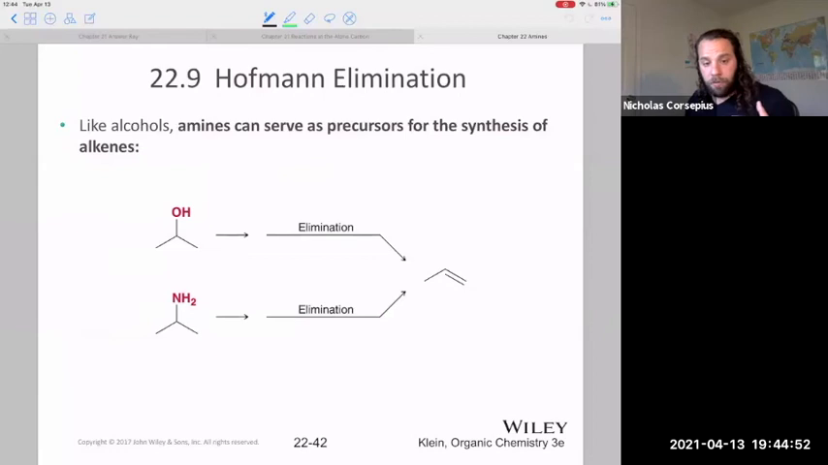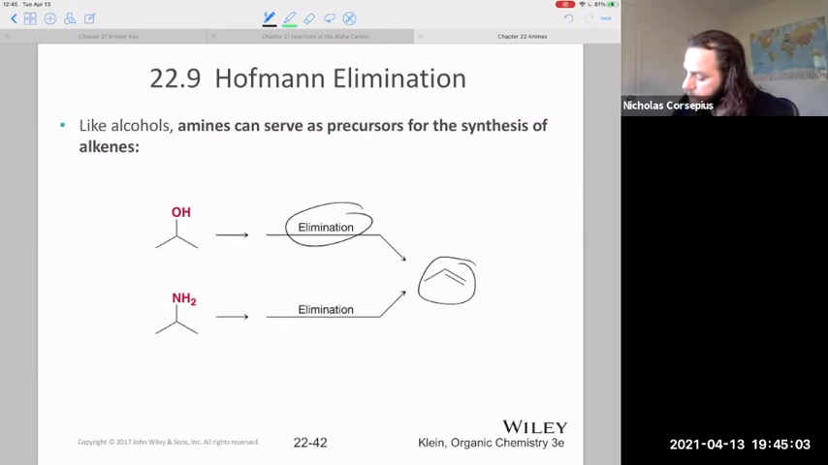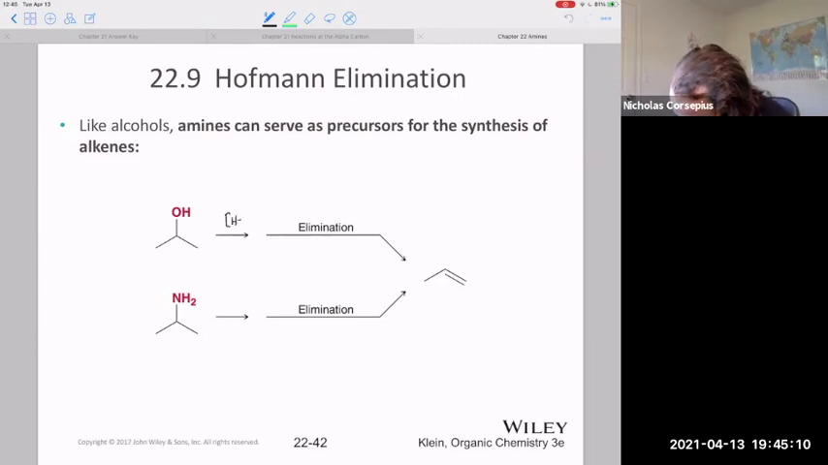One reaction that we haven't learned about in the context of amines, though we've learned about it plenty, is elimination reactions. We've talked about alcohol groups and how you can do an elimination to get an alkene. Remember, we do that by first protonating it. So have some acid present in order to protonate it and thus make it a better leaving group. That would be one method.